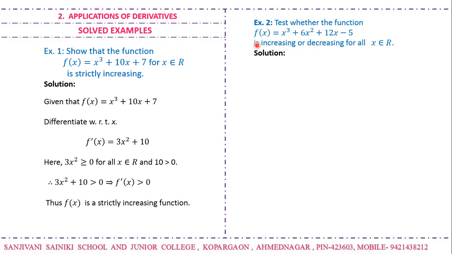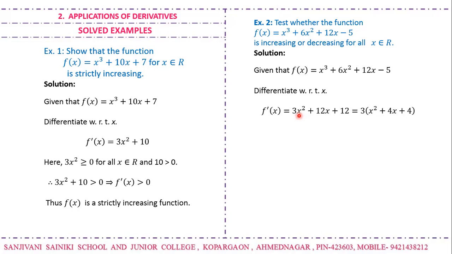The next example, f of x is equal to x cube plus 6x square plus 12x minus 5. Again, we have to test whether it is decreasing or increasing. The only way is to take the derivative. So differentiate with respect to x. What you get is 3x square plus 12x plus 12. We can take 3 common: x square plus 4x plus 4.